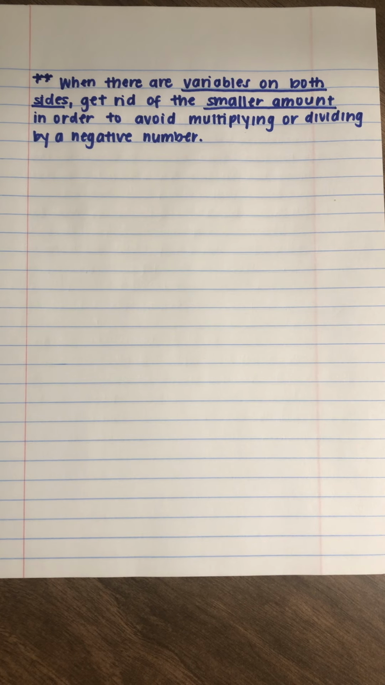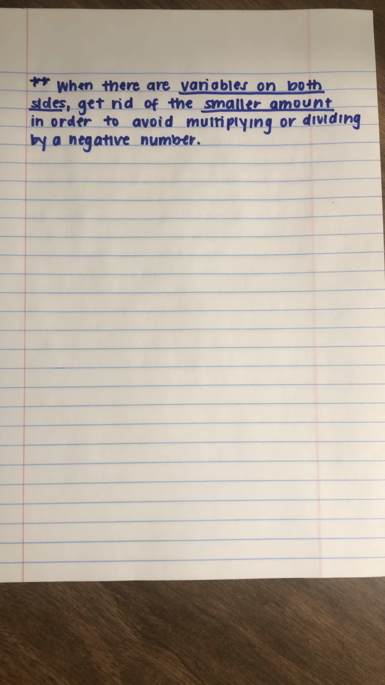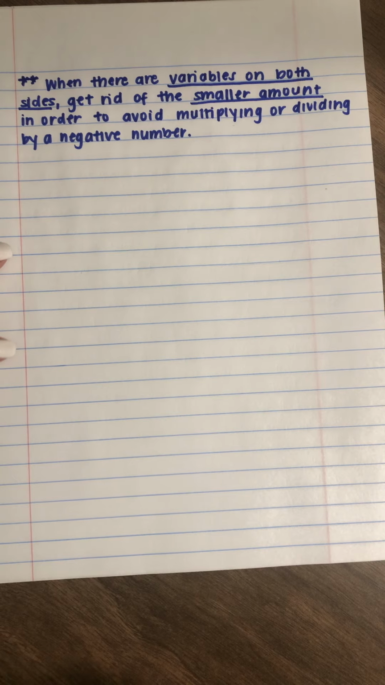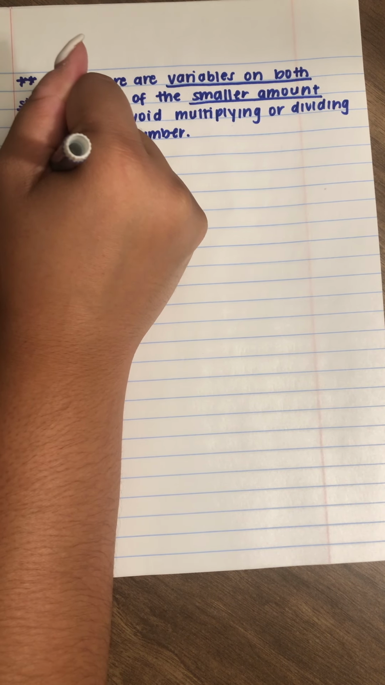It's very similar to with equations. Our hint was to eliminate the smaller variable to make it easier. Same thing here, eliminating the smaller variable will allow us to avoid multiplying or dividing by a negative number and having to reverse our inequality symbol. So let's look at an example of what that looks like and the difference between the two.